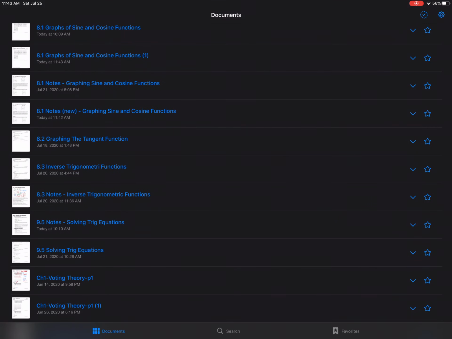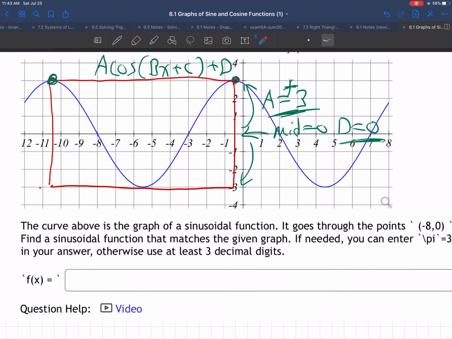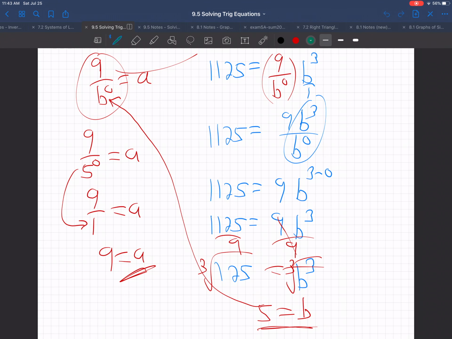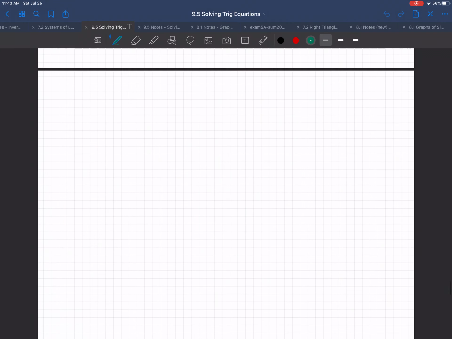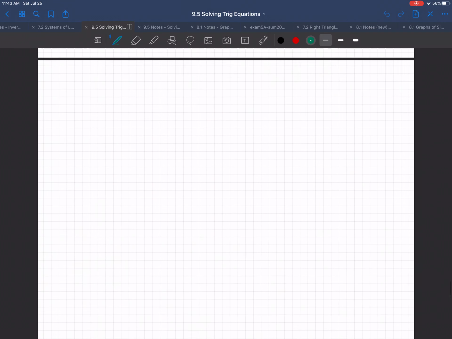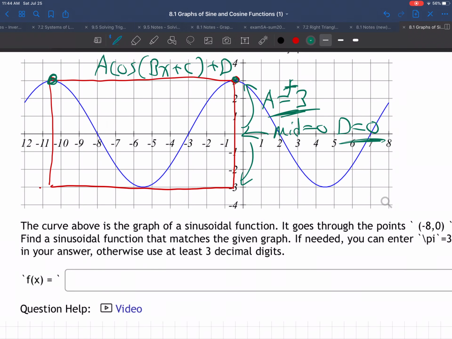Let's go back to the notes. How do we get B? It's all about the width of the box. So it's all about the width of the box. Your period is 2 pi over B equals whatever your width is. So what is the width of our box? Whoops. Sorry about that. I just jumped to a different place in the notes. Somewhere totally different. Sorry. Let me get back here. There we go. All right, so what is the width of our box?